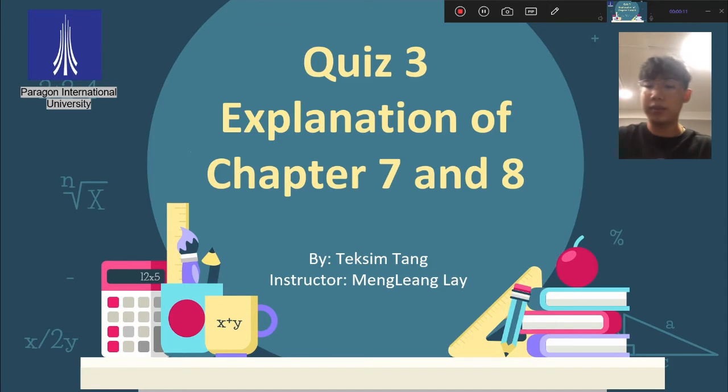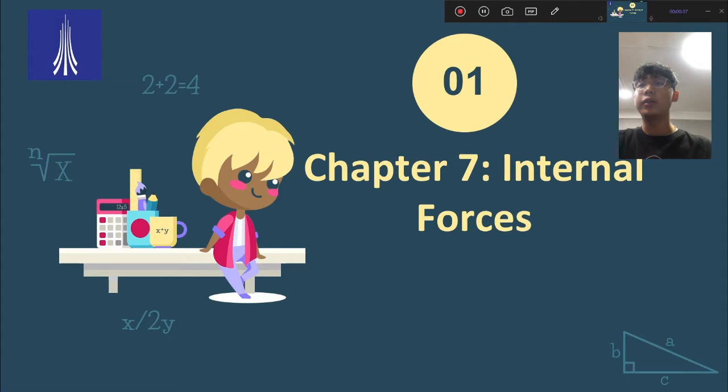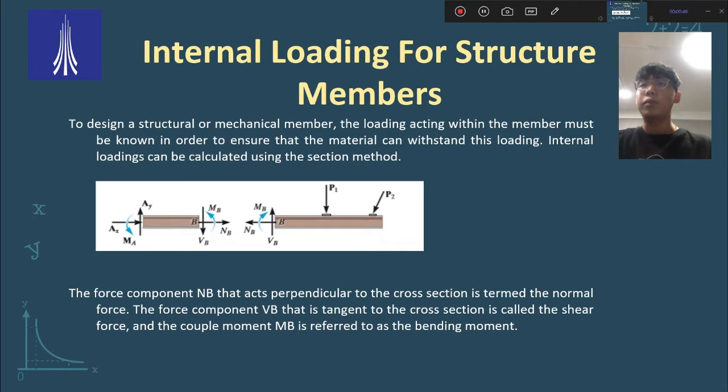So the table of contents today is pretty much simpler compared to the one for quiz 2. The first topic is chapter 7, which is called internal forces. The second is chapter 8, which is going to be about friction. So let's talk about chapter 7, internal forces. The first idea we're going to look at is the internal loading for structure members.